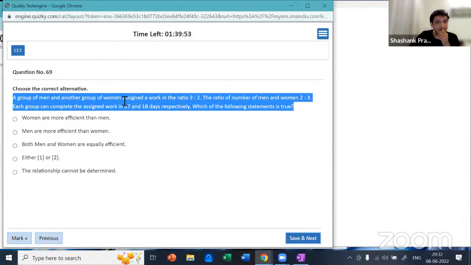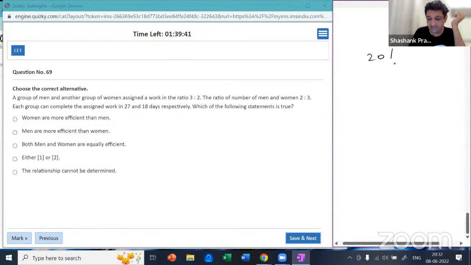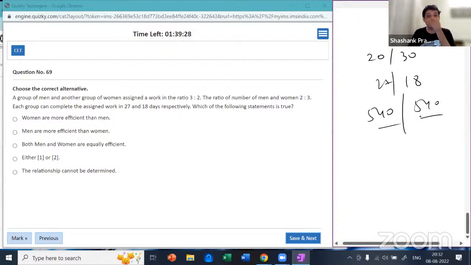Doesn't matter. A group of men and another group of women assigned a work in ratio 3:2. Number of men and women is 2:3 in each group. 27 and 18 days. Okay. Efficiency nikala hai na. So let's say the number of men is 20, the number of women is 30. Assigned work in the ratio 3:2. So 27 days men complete, 18 days women complete. 27 2s are 540, 18 3s are 540. Very good. So same amount of work here, but it is in the ratio of 3:2.